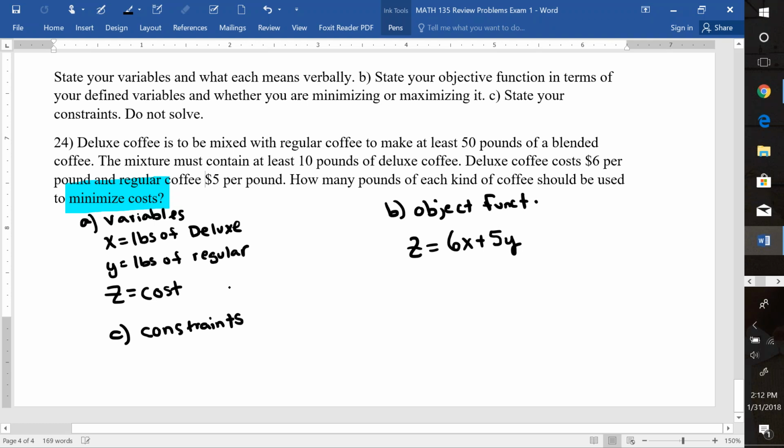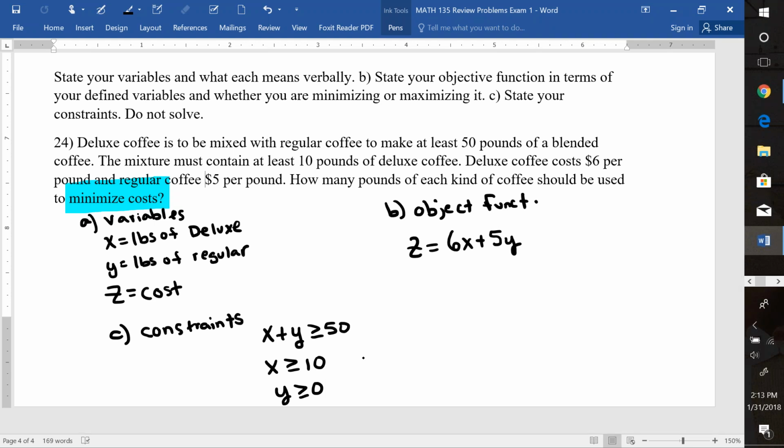The constraints usually have to do with at least or at most. You're going to be dealing with inequalities. So if you mix the two together, you have to have at least 50 pounds. So X plus Y is greater than or equal to 50, because at least means 50 or more. The mixture must contain at least 10 of the deluxe. The deluxe is the X, so X has to be greater than or equal to 10. You don't have to put X is greater than or equal to 0 here, since we already know X is greater than or equal to 10, but we do need to establish that we're not using negative pounds of the regular. So usually if you don't already have a constraint that's bigger than 0, we try to make sure we have that listed in there. And that's it. We don't have to actually solve this. So it's just setting up your variables, your objective function, and your constraints.